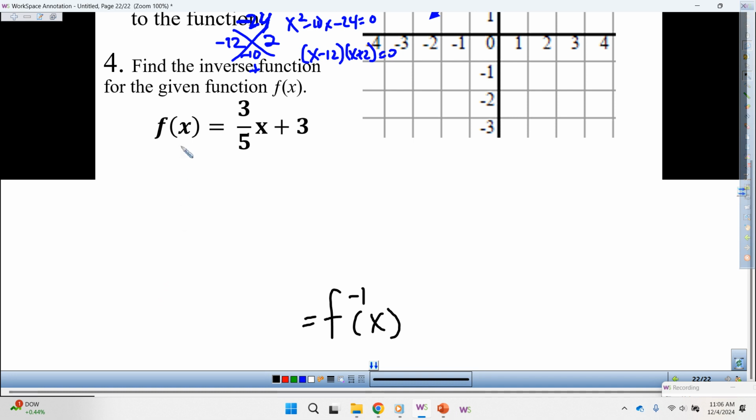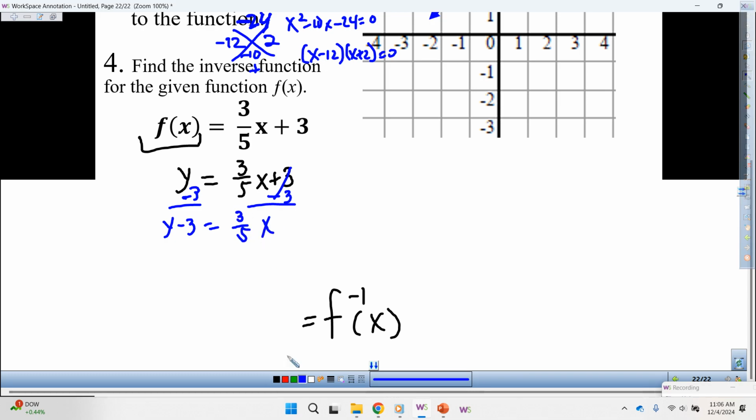All right, what is the first thing we do, Mario? Yeah, change to y. That is correct. 3/5 x plus 3, minus 3, minus 3. We end up with y minus 3 equals 3/5 x. How do we get rid of that 3/5? Yesterday we said that it was the what? The reciprocal, 5/3. Multiply each side times 5/3.